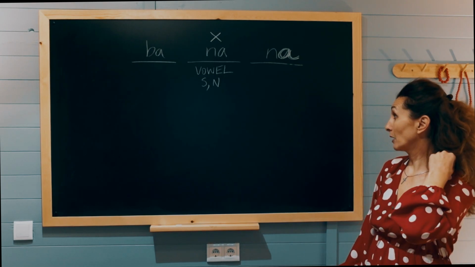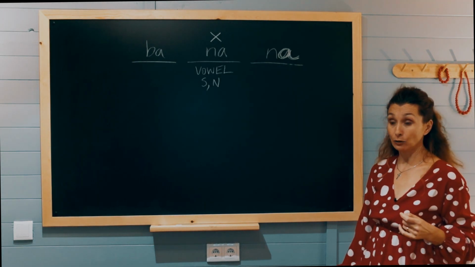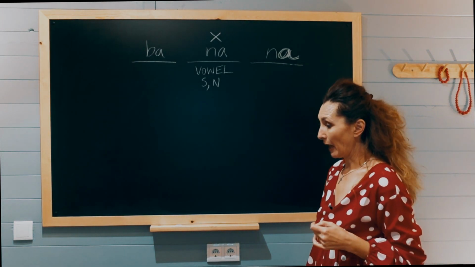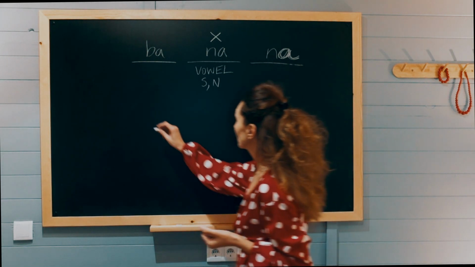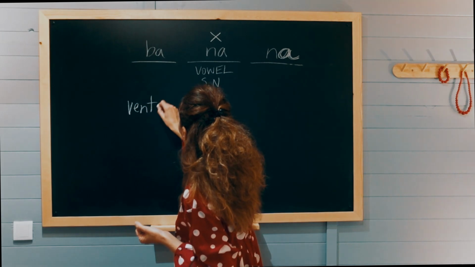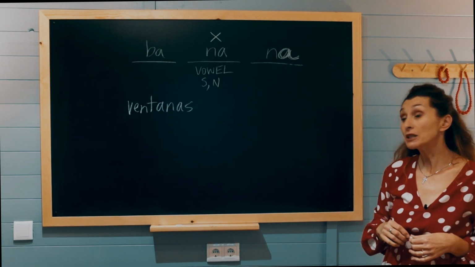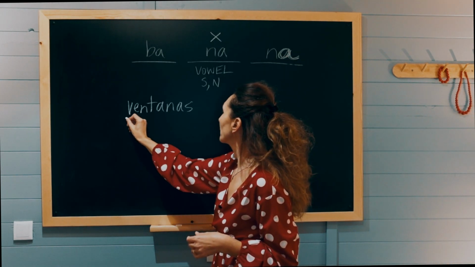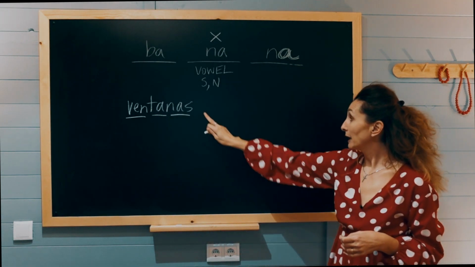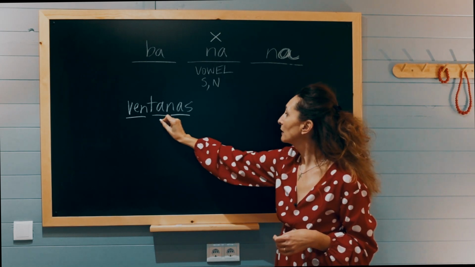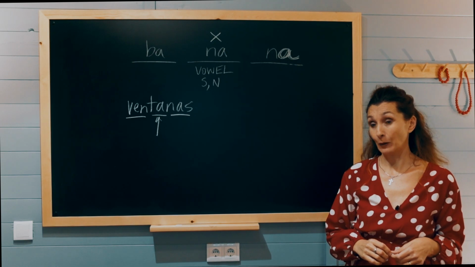An example with an S, the easiest is to just have a plural of any noun. So, I don't know, ventana is a window, but let's say we have plural, ventanas, windows, okay? And it's ventanas, okay? It ends with an S, so it's this one here, ventanas, okay?